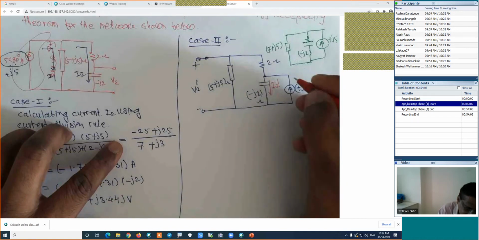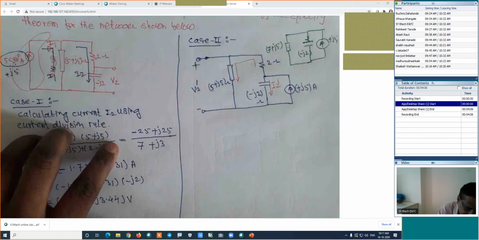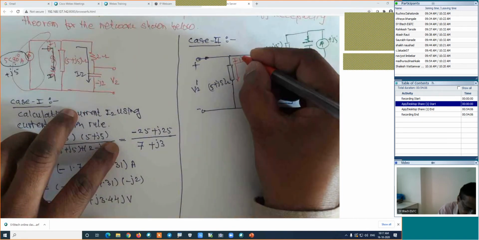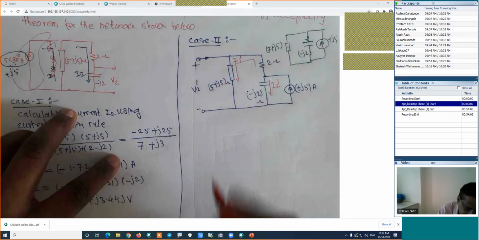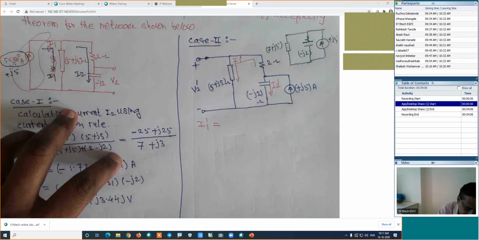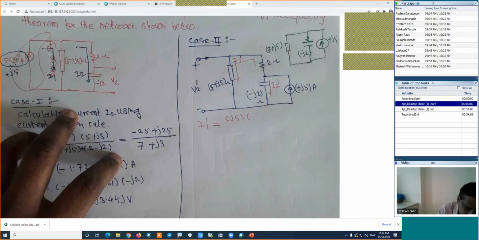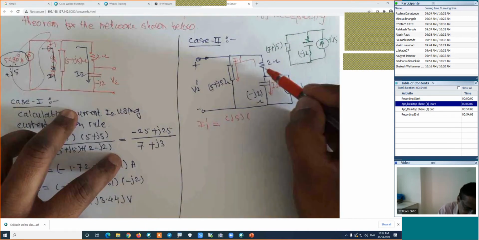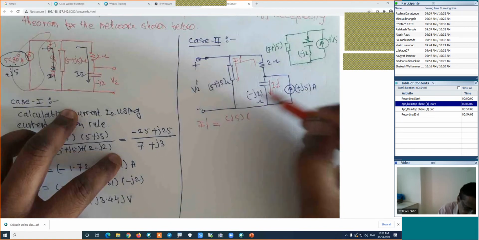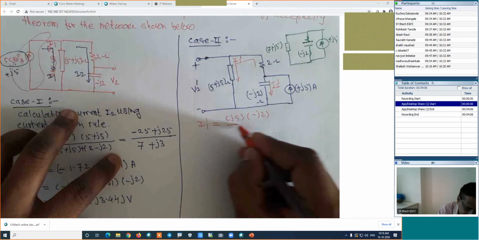I2 dash, and in this branch I will name that current I1 dash, and we will find out the I1 dash. What is the formula for I1 dash? Total current into impedance of the opposite branch. We have to calculate in this branch, which means indirectly we are interested in the current of this branch. Is it right? Total current into impedance of the opposite branch. That's why minus J2, the opposite branch, divided by the impedance of both branches.